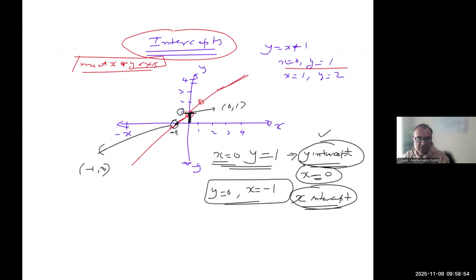So what we learned quickly here were the definitions of x-intercept and y-intercept. Now we used the graph to find these intercepts, but we actually don't need the graph per se.